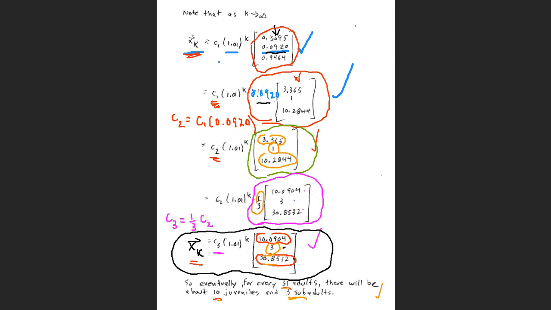Okay, now another question we can ask is, and remember, this interpretation that we're discussing down here is when k is large. It's as k goes to infinity. So this is the evolution of the species over time. We could also ask, what percent of the population eventually will be juveniles? What percent will be subadults? What percent will be adults? We can ask that question too, right?